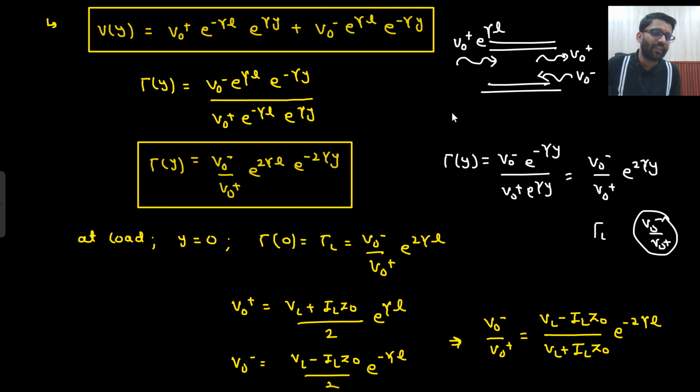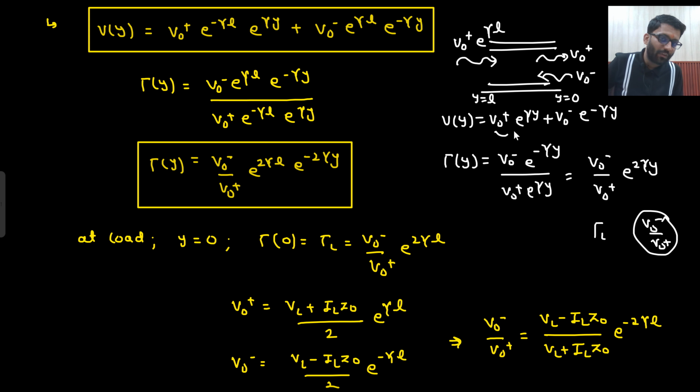Because what was our equation? Our equation was V0 plus e to the power gamma y plus V0 minus e to the power minus gamma y. If you put y, this was your y equals L, and this was your y equals 0. If you put y equals L in this equation, what are you getting? V0 plus e to the power gamma L. That means at the source, V0 plus e to the power gamma L should be generated. Then it traveled down the distance L, and it became V0 plus.